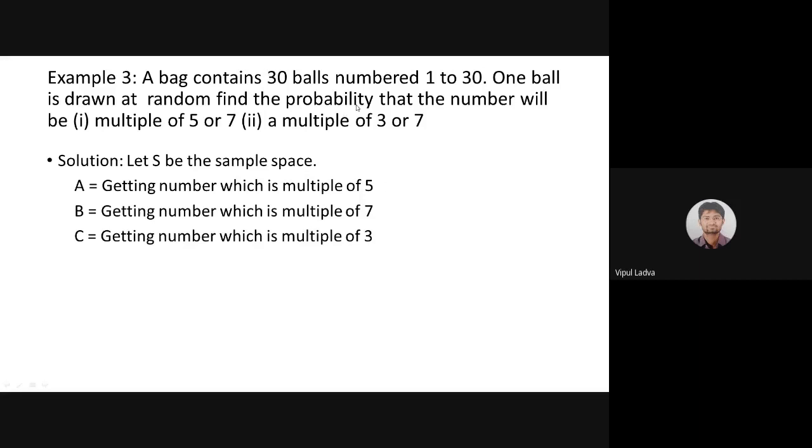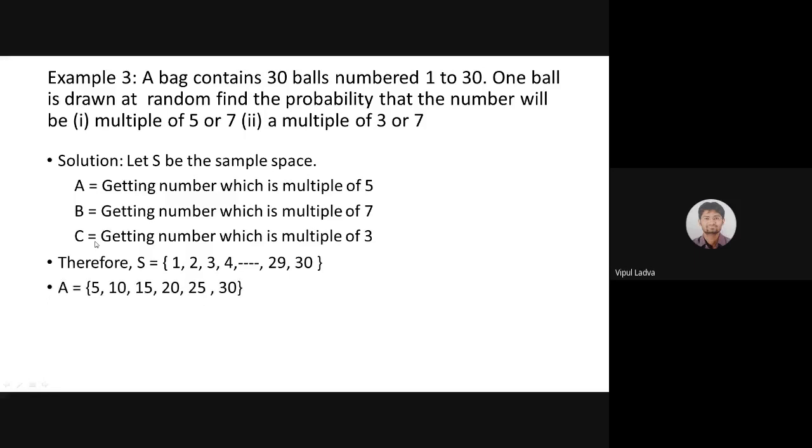For this particular question, the sample space will contain 1 to 30, and we are dealing with 3 different events: multiple of 5, multiple of 7, and multiple of 3. So we need to label these events with letters. Getting a multiple of 5 is event A; getting a multiple of 7 is event B; and getting a multiple of 3 is event C. My sample space has 1 to 30 possibilities because I'm selecting a single ball. So it will be 1, 2, 3 up to 30.